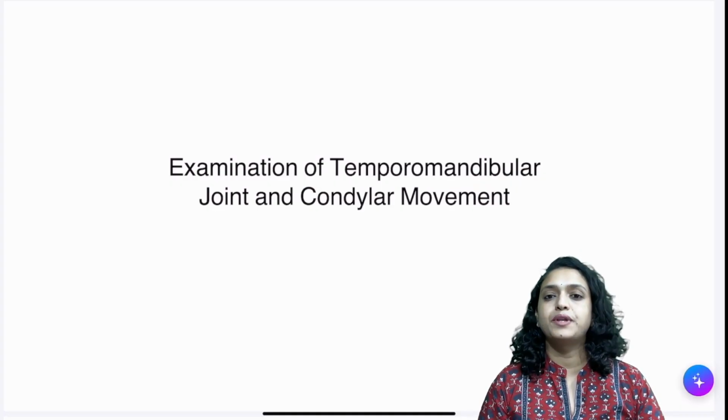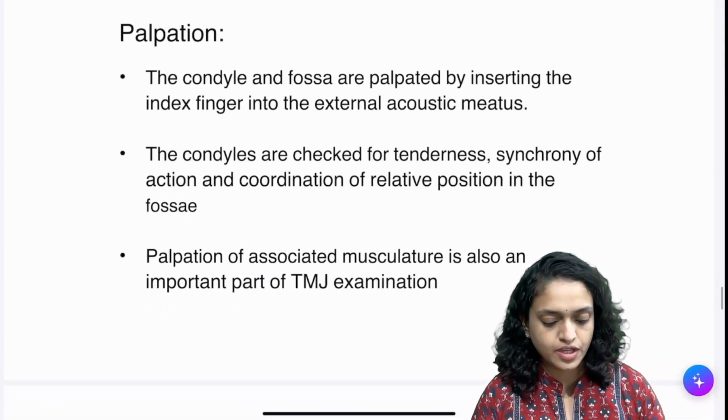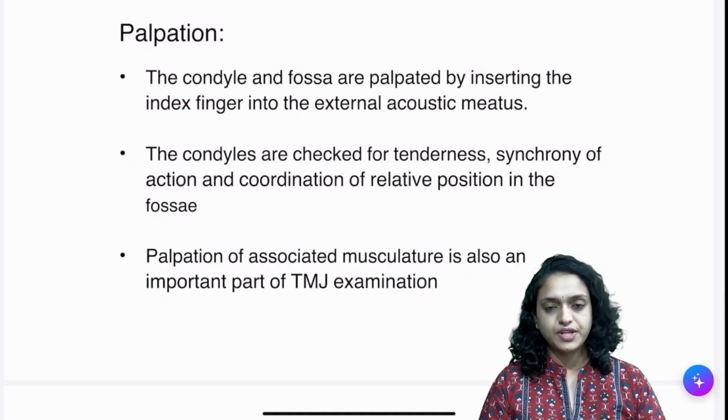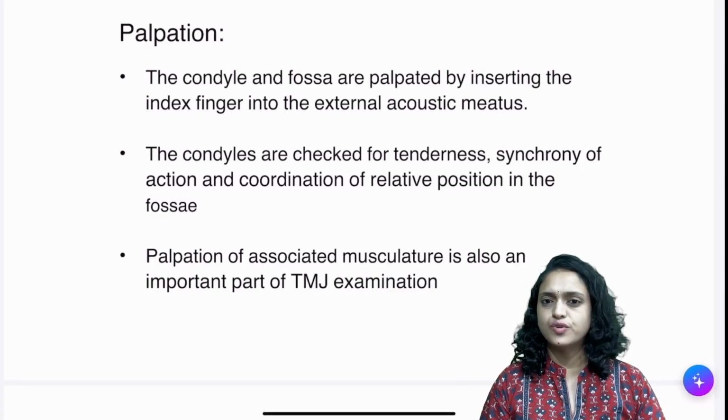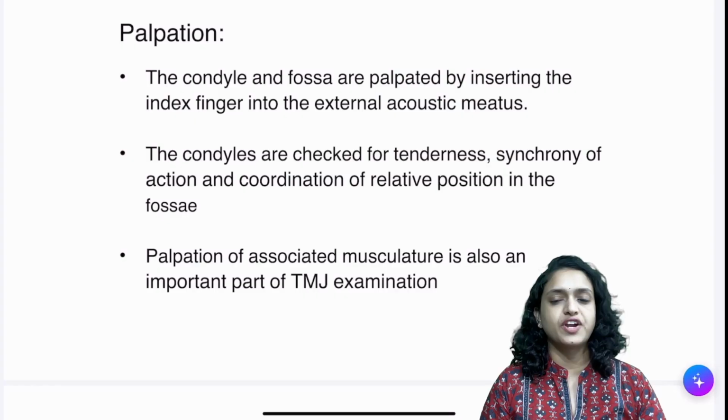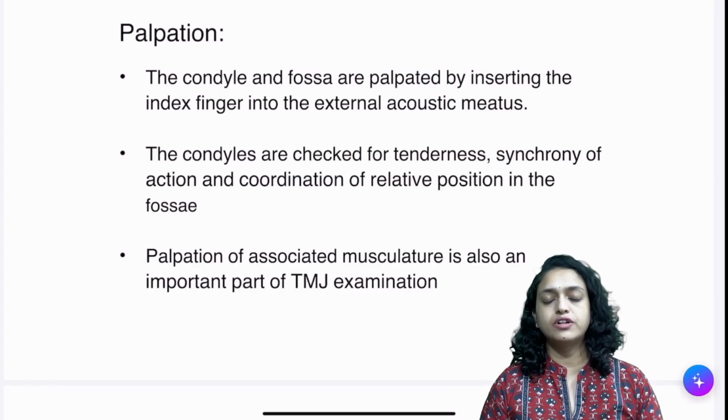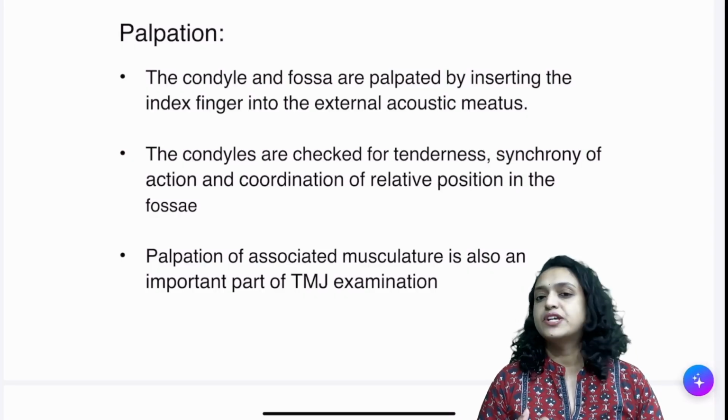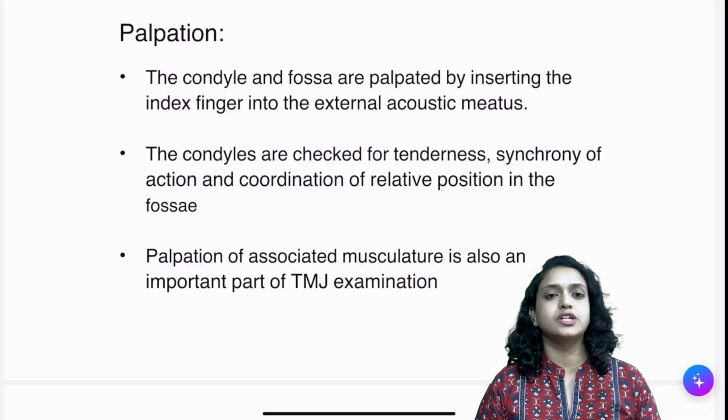Next is the examination of the TMJ. So how do we start with the examination of the TMJ? It's a very important short note for final year students, and a very important 1 mark question does come from TMJ examination. Inspection, palpation and auscultation.